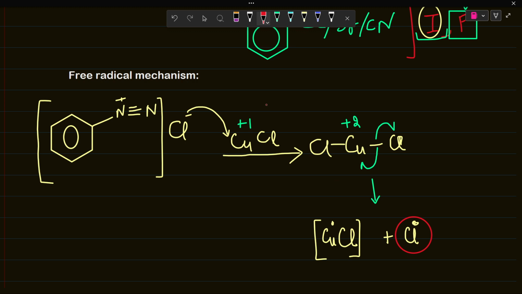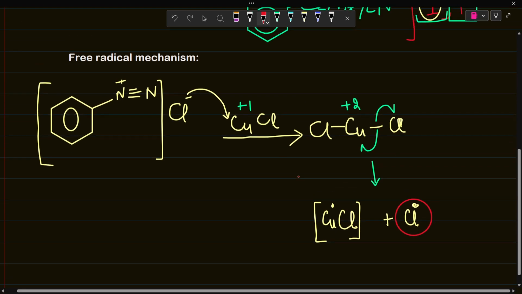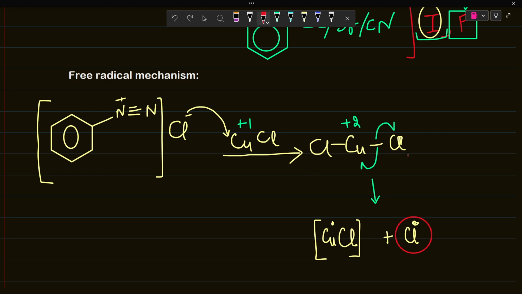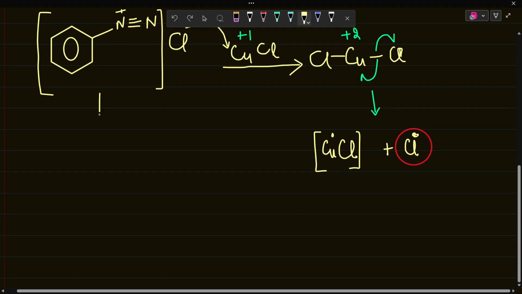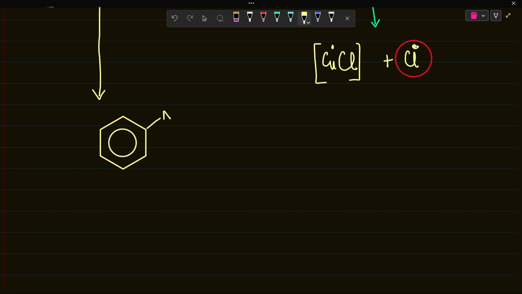Also take note that here CuCl has acted as a reducing agent. Why? Because it itself got oxidized, its oxidation state increased. If it is oxidized itself, then it has acted as a reducing agent. So CuCl first acts as a reducing agent. Now you can see this molecule. Let's see what happens in this molecule. Take it here, where N triple bond N is present.